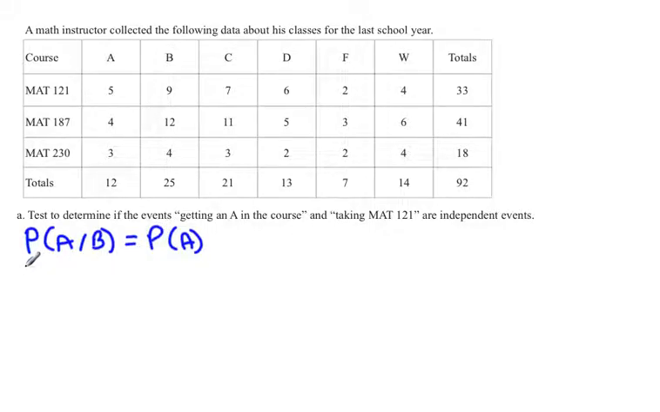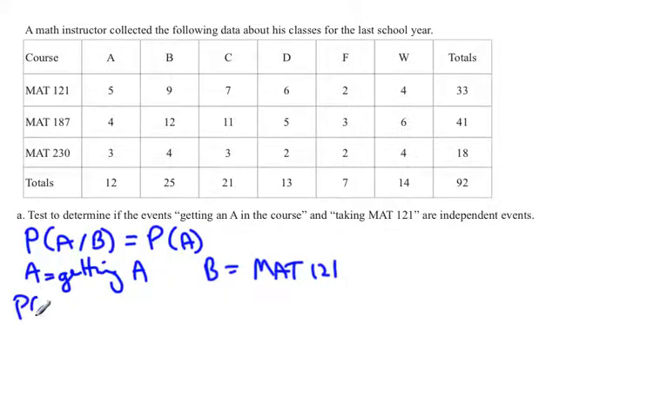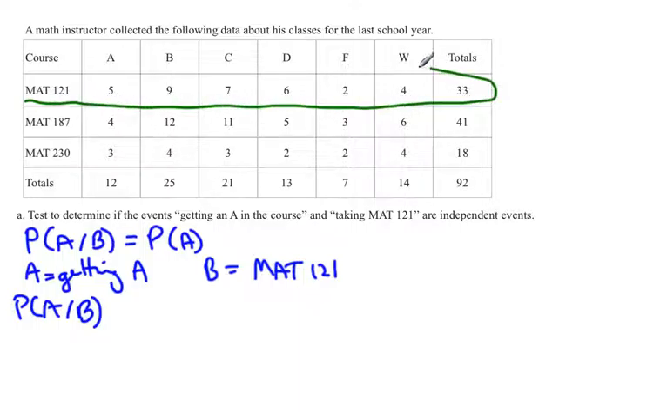To do this, we have to figure out which event is A and which event is B. It actually doesn't matter. So let's let A be getting an A in the course, and let's let B equal taking Math 121. The probability of A given B means that B has happened, so we know the person has taken Math 121. So we only need to look at this row of the table, the people who took Math 121. There are only 33 people in that grouping, and out of that grouping there are 5 people who have an A. So this probability would be 5 out of 33.